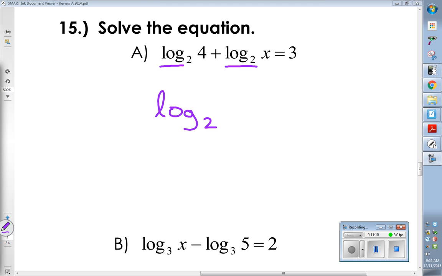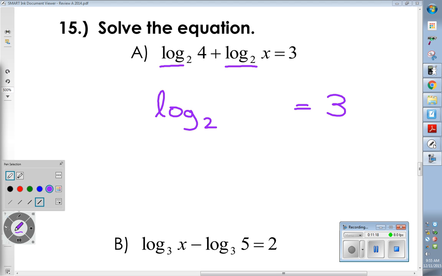So I'm going to rewrite this as log base 2, just one time. On the other side, it's equal to 3. That's fine. That doesn't change anything here. But the left side, I need to condense it first. Otherwise, you can't do anything.